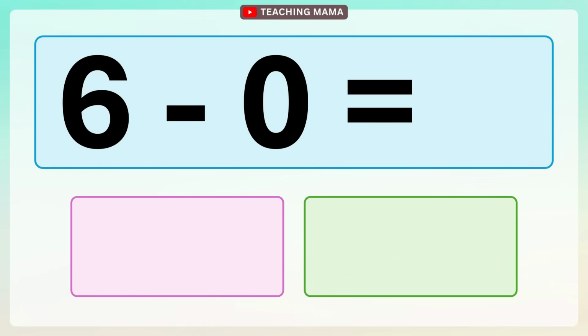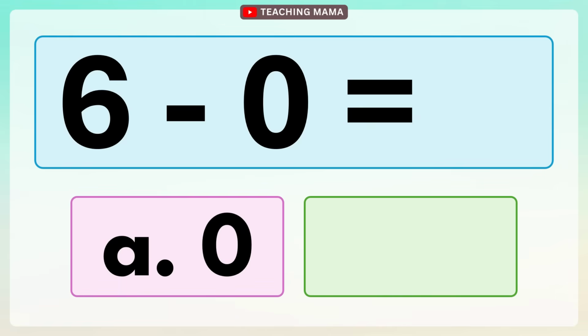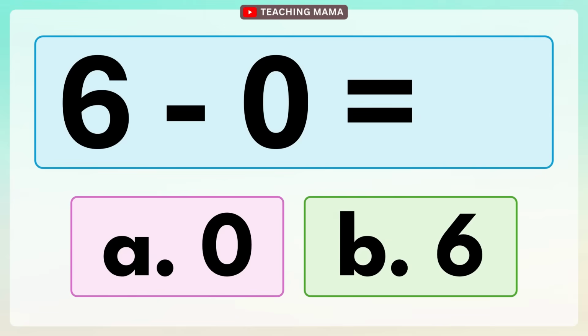Six minus 0 equals A. 0. B. 6. What is the answer? B. 6.